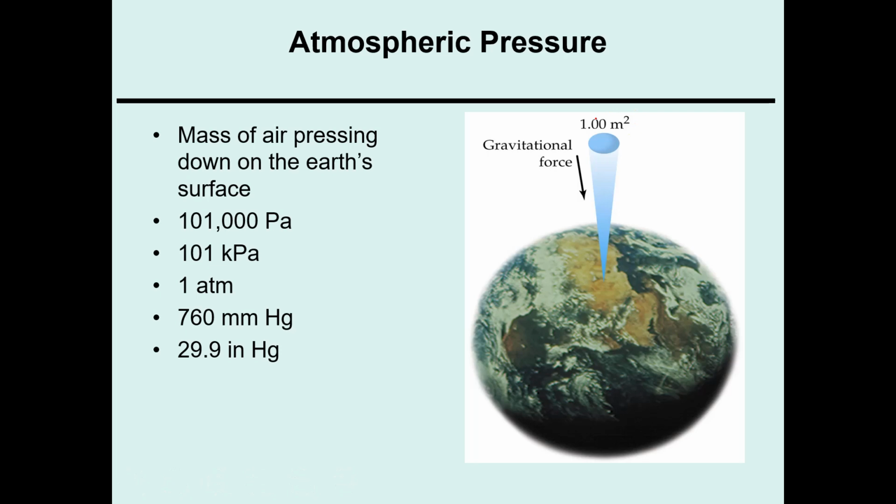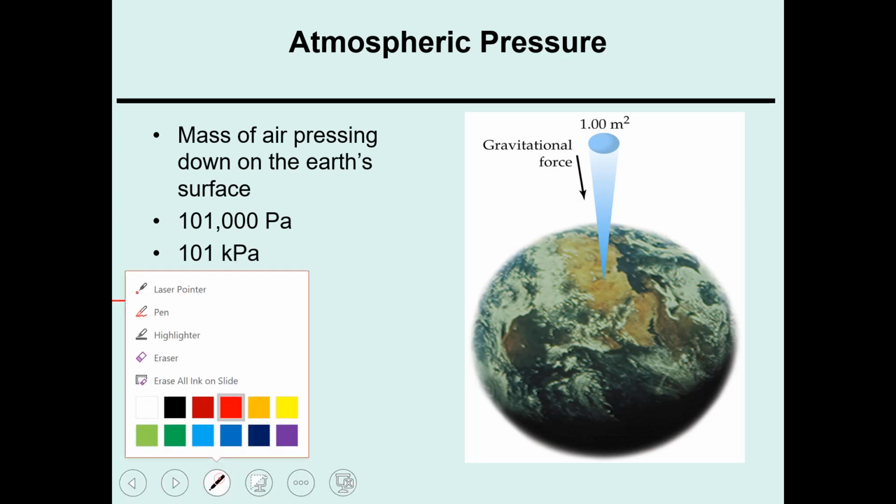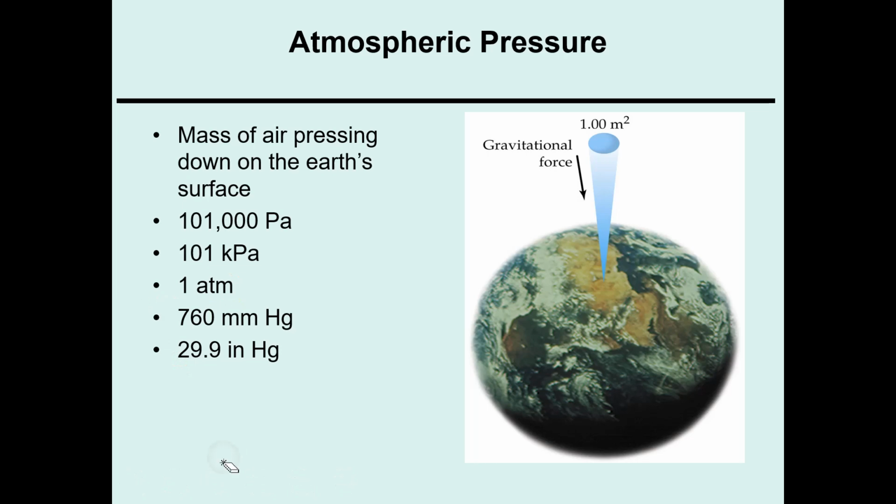Atmospheric pressure is the mass of air that presses down on the Earth's surface. So we typically measure this in atm, and the mass of air pressing down on the Earth's surface happens to be 1 atm, because we define it that way. Of course, there's some variation depending on where on the Earth's surface you actually are. Putting that into other units, we can measure atmospheric pressure in pascals or kilopascals or millimeters of mercury or inches of mercury or any other variety of units.